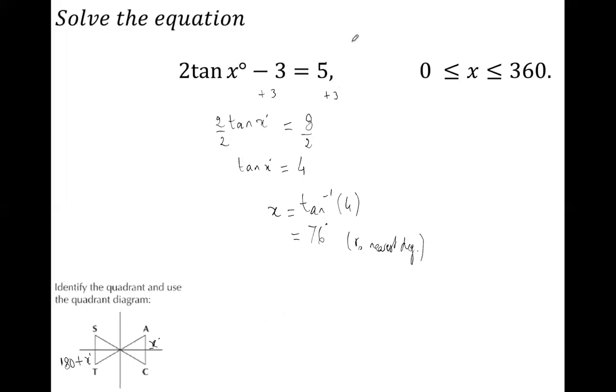Have you noticed, because they've not asked me to specify what to give, I tell whoever's going to mark me, I've rounded this to the nearest degree. If you get that habit, you're never going to get it wrong, basically. And the other one is 180 plus answer, which is 256 to the nearest degree. Two answers, 3 marks. 1, 2, 3.